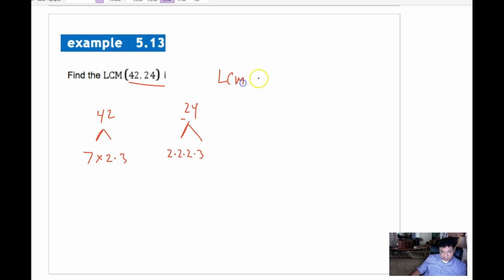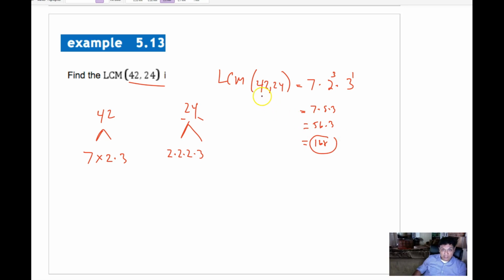So for the least common multiple of 42 and 24, we write all the different factors. They have a 7, there's a 2, and then there's a 3. And then we look at the powers. For the 2, there's 3 here and 1 here, so I take the greatest one. For the 3, there's 1 in each, so that's a 1. And so the least common multiple is going to be 7 times 8 times 3. So this would be 56 times 3, which is 168.